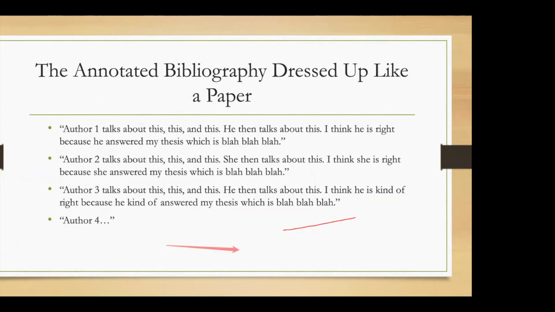Sometimes students give me papers of their annotated bibliography, and it looks like this. Author 1 talks about this, this, and this. He then talks about this. I think he is right because he answered my thesis, which is blah, blah, blah. Author 2 talks about this, this, and this. She then talks about this. I think she is right because she answered my thesis, which is blah, blah, blah. Author 3 talks about this, this, and this. He then talks about this. I think he is kind of right because he kind of answered my thesis, which is blah, blah, blah. This is not really a literature review. This is an annotated bibliography, which is basically a description of each source, but they're not connected together.